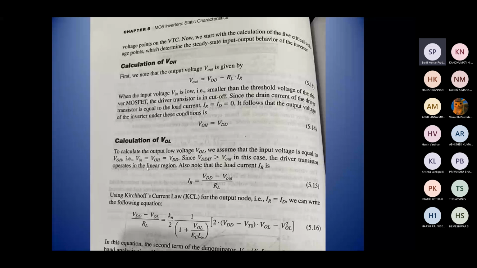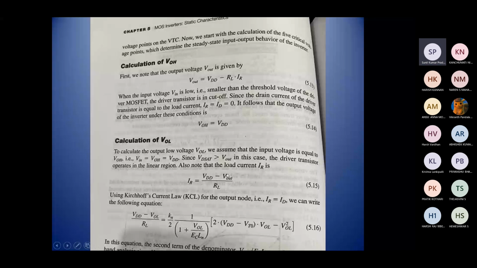So this input voltage is equal to the output high voltage, which is nothing but the supply voltage VDD. But as we know, if the saturation voltage VDSAT is less than Vout, then in this case the driver transistor operates in the linear region. So in this case, the load current IR is equal to VDD minus Vout divided by RL. VDD is the supply voltage, Vout is the output voltage, and RL is the load resistance.